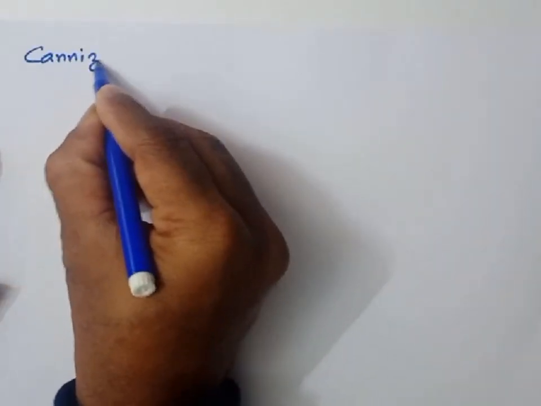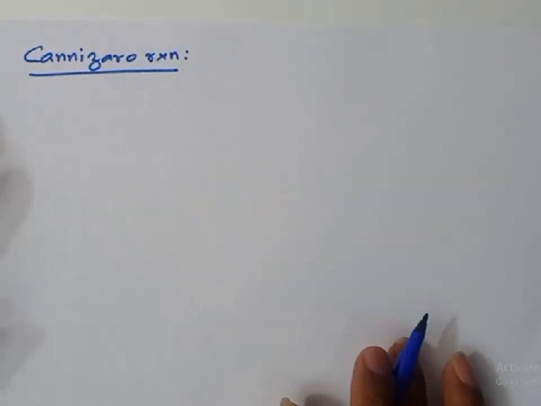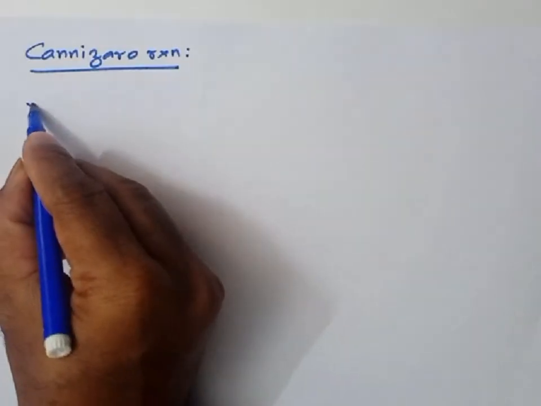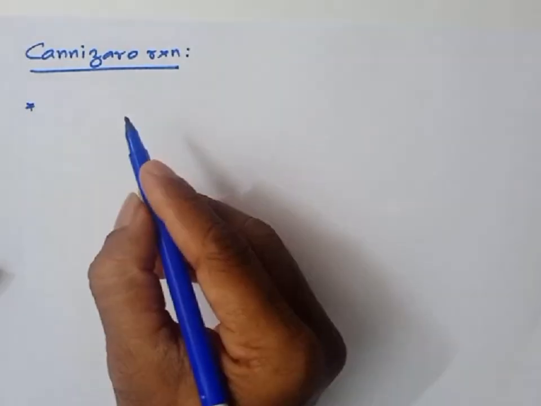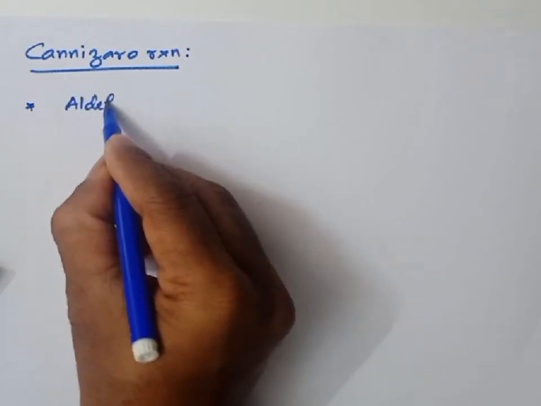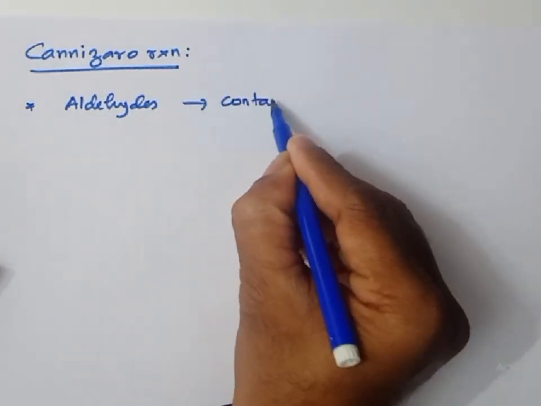So with this we have completed aldol. Now let me take another reaction called Cannizzaro reaction. Both these reactions are very important, especially for competitive examinations. In Cannizzaro reaction, students observe carefully, only aldehydes containing no alpha hydrogen.